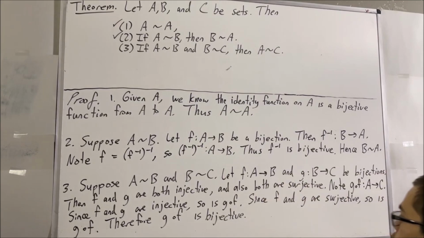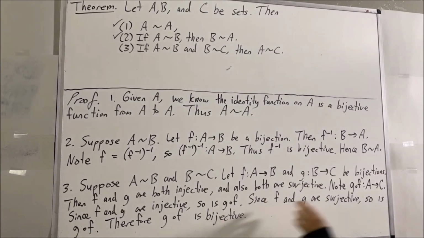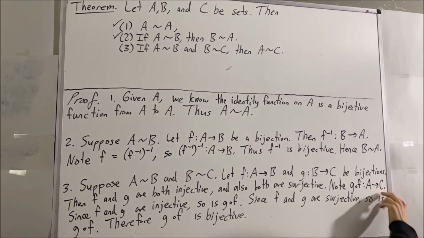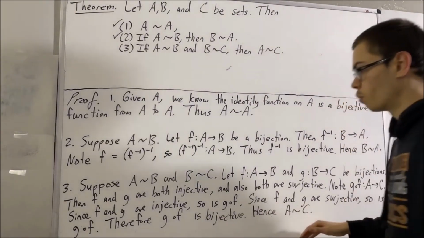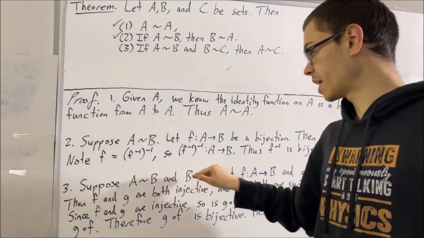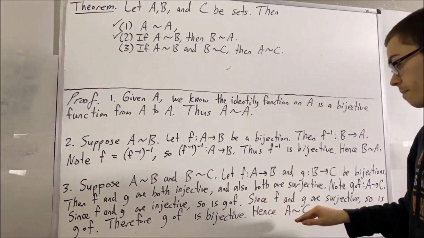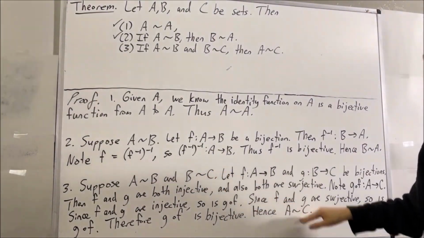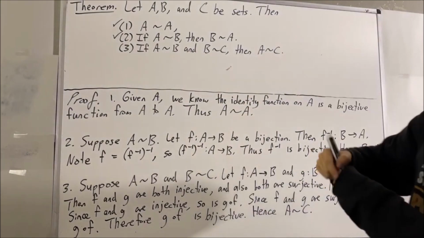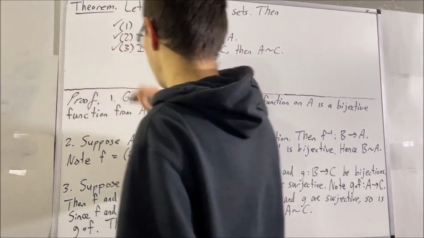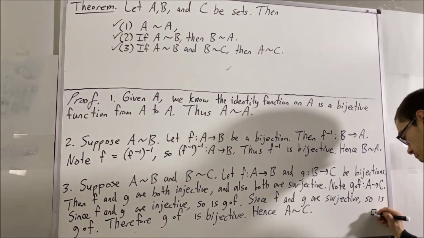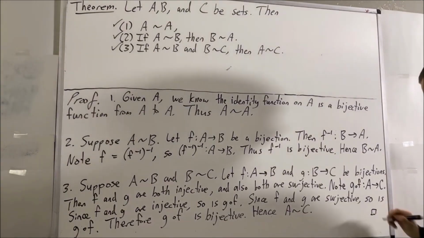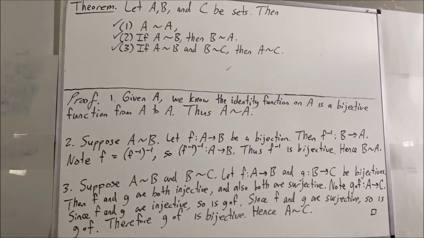So we have found a bijective function from A to C, which is exactly what it means for A to be equinumerous with C. And so we have proven if A is equinumerous with B and B is equinumerous with C, then A is equinumerous with C. And yeah, that's exactly what we wanted to prove. So this proves 3, and as a result, we have proven the theorem. And so yeah, that's pretty much it for this video.